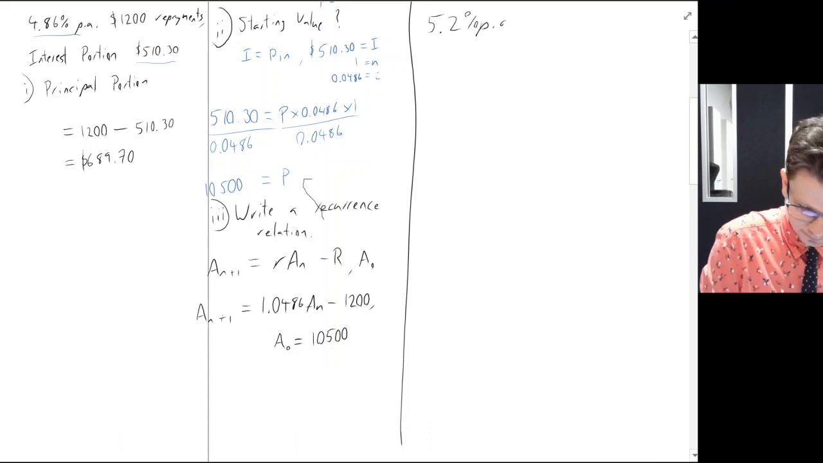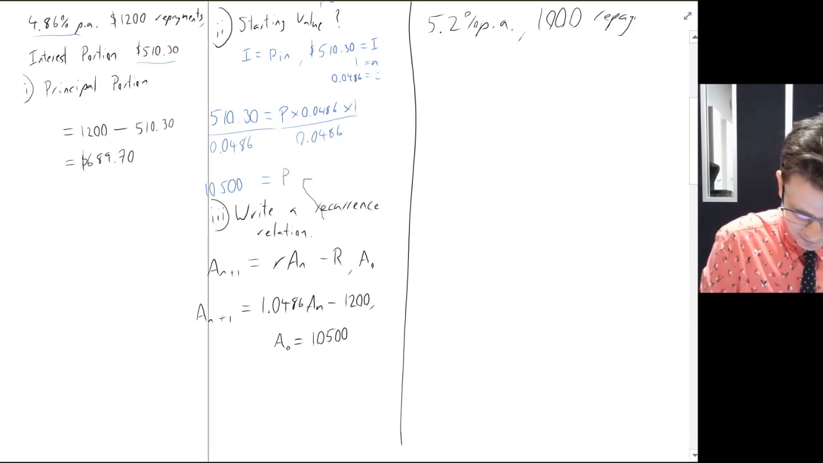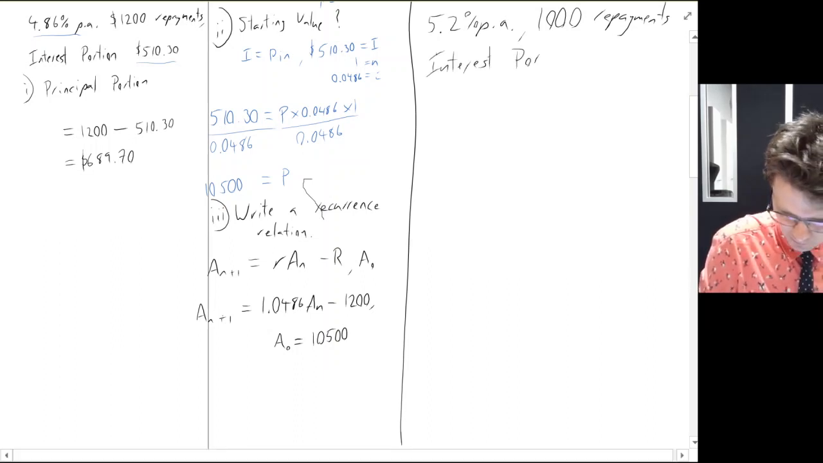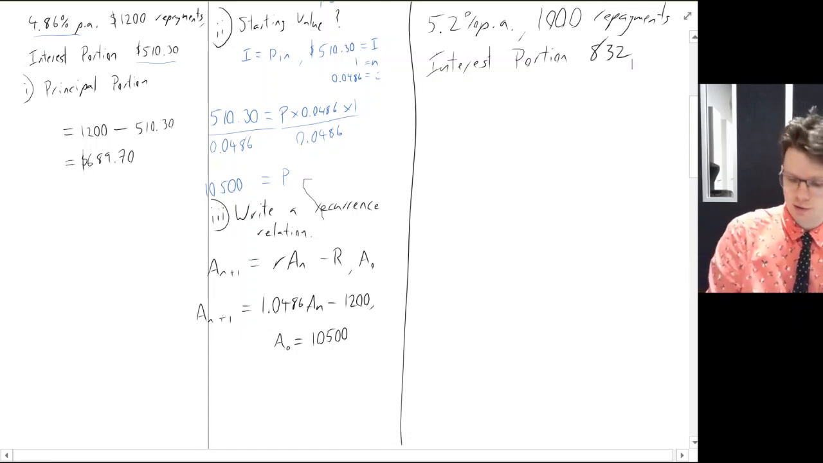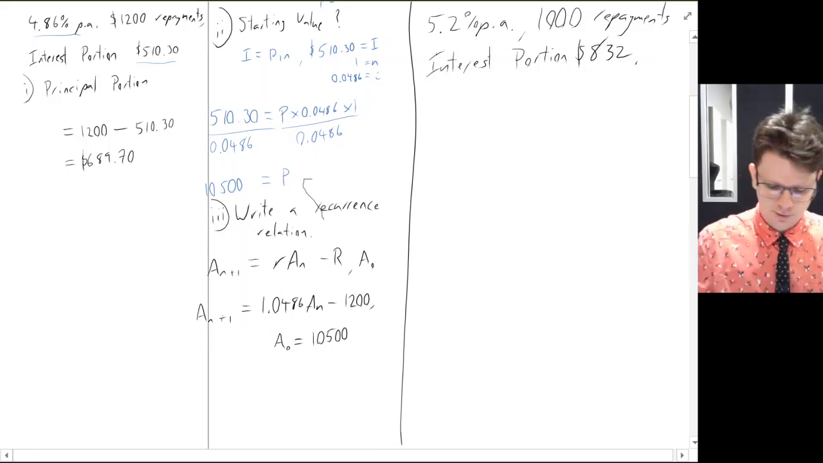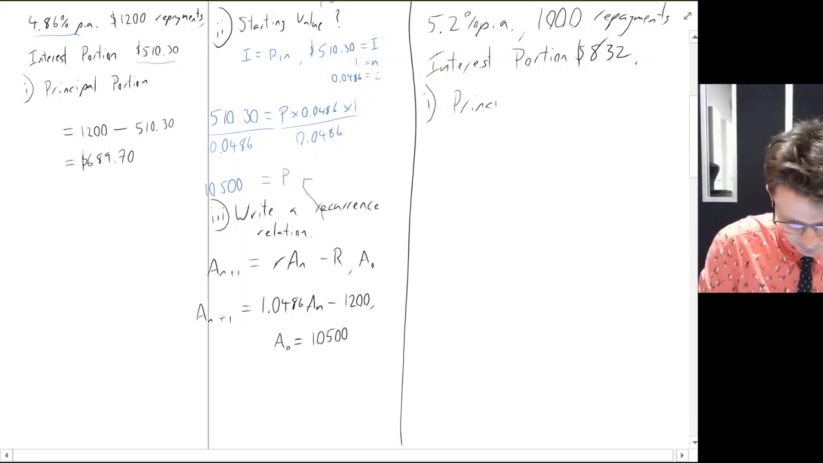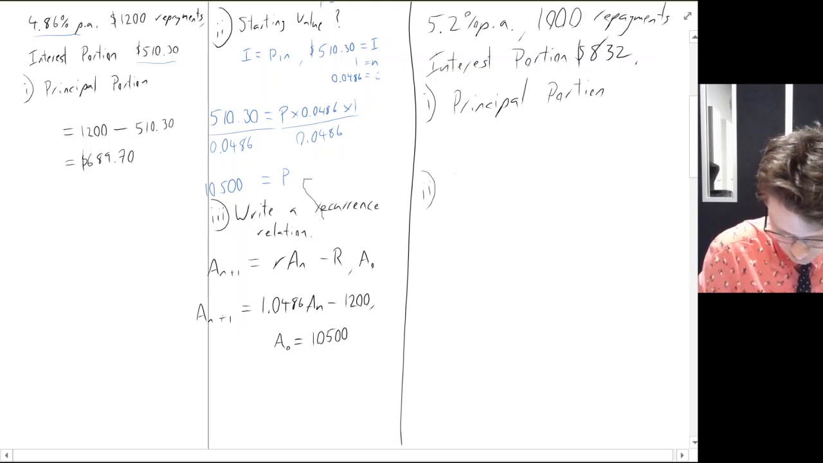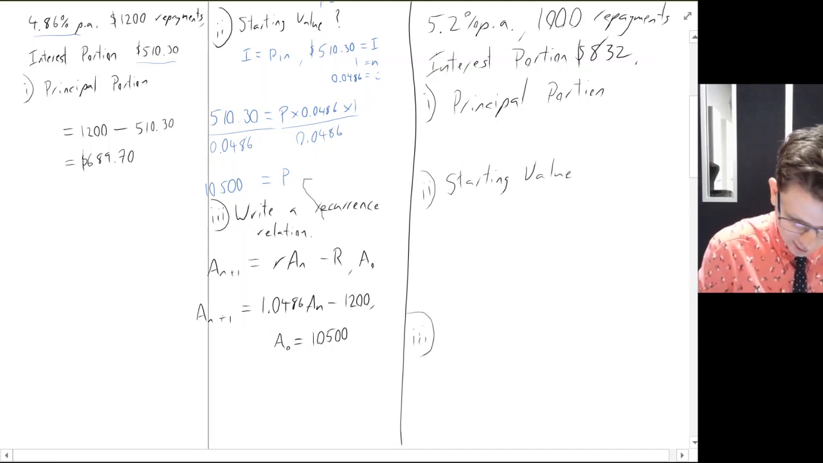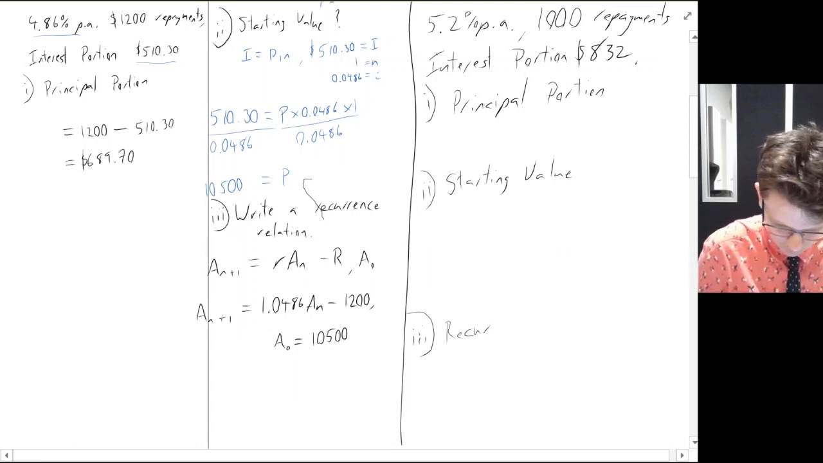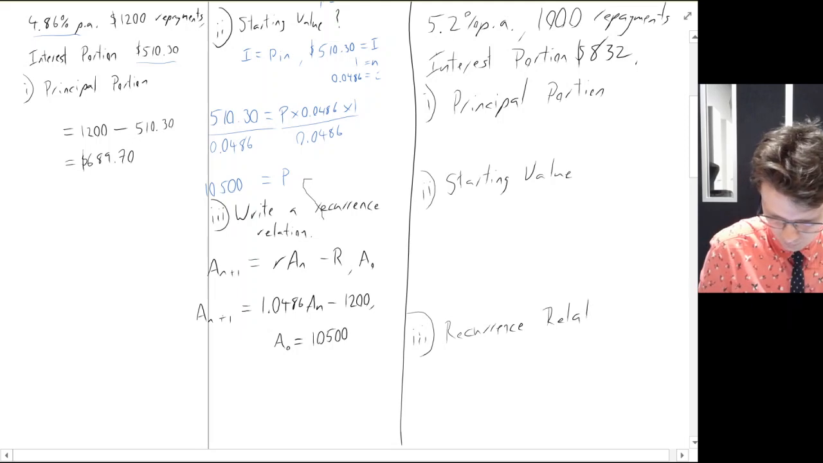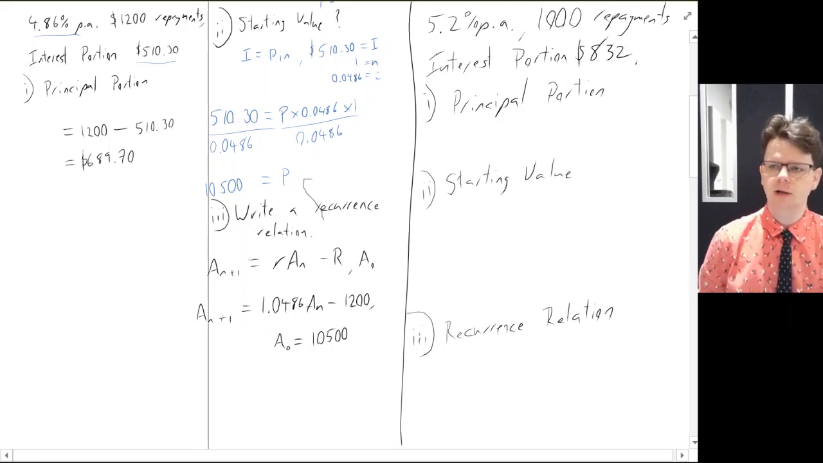5.2% per annum. We'll go yearly again with $1,000 repayments and an interest portion of $832. So, I want you to find out three things. The principal portion, the starting value, and then write a recurrence relation. Pause the video, have a go through. Remember, they all match up one for one.